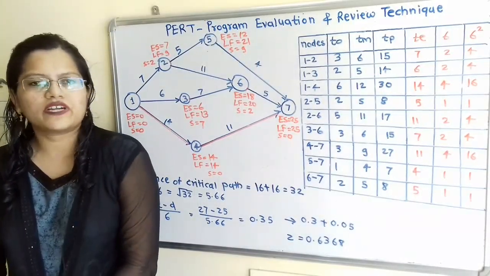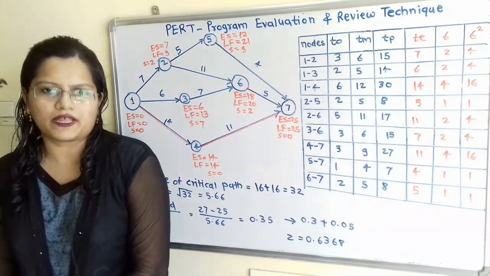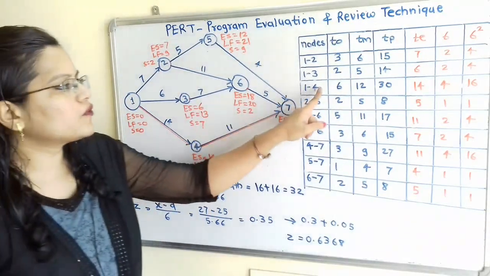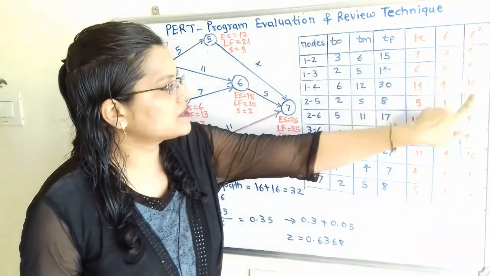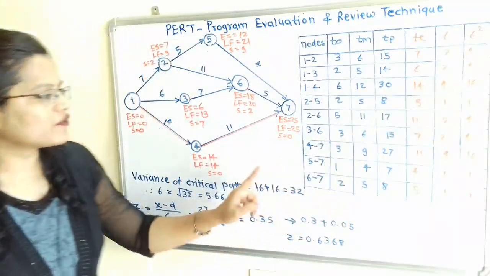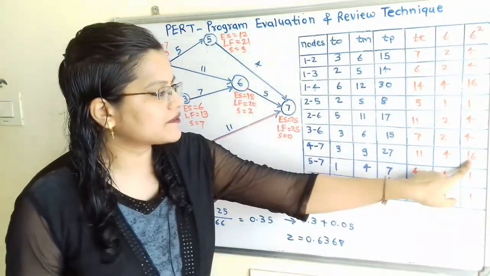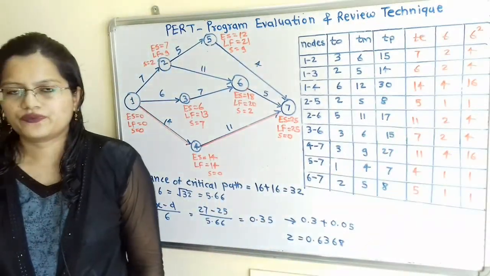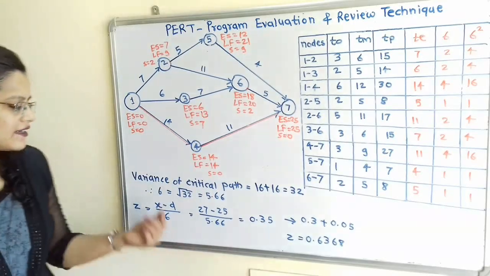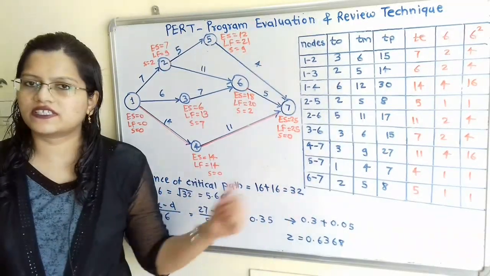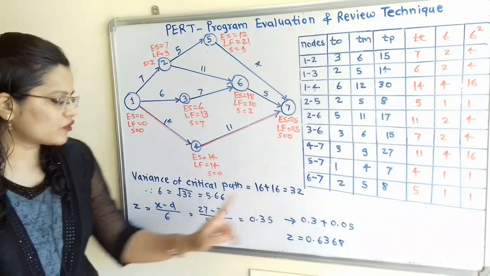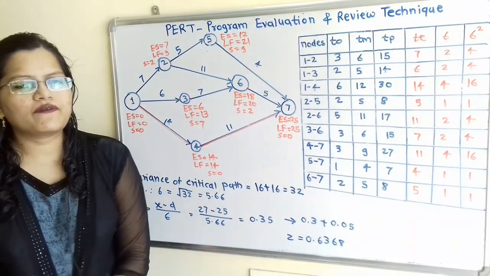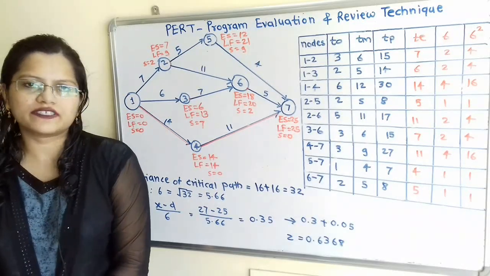Now we will calculate the variance of the critical path. So the critical path is 1, 4, 7. For 1 to 4, variance sigma square is 16. And for 4 to 7, sigma square is 16. So 16 plus 16, that is 32. Now how to calculate the standard deviation sigma for this critical path, that is square root of 32, which is equal to 5.66.